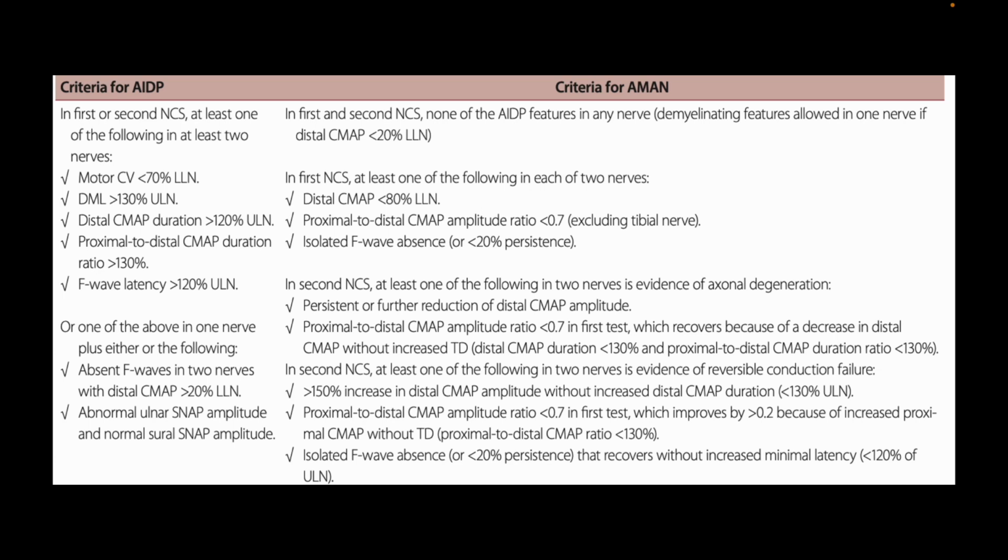And the isolated F wave absence shows recovery of the absent waves without an increase in minimal latency, suggesting transient conduction block with subsequent improvement. So these are the basic nerve conduction differences between a demyelination and an axonal loss. So in critical illness, polyneuropathy is a neurological disorder often associated with severe medical conditions like sepsis or multi-organ failure. It is a form of axonal polyneuropathy that occurs in the setting of critical illness in the ICUs.